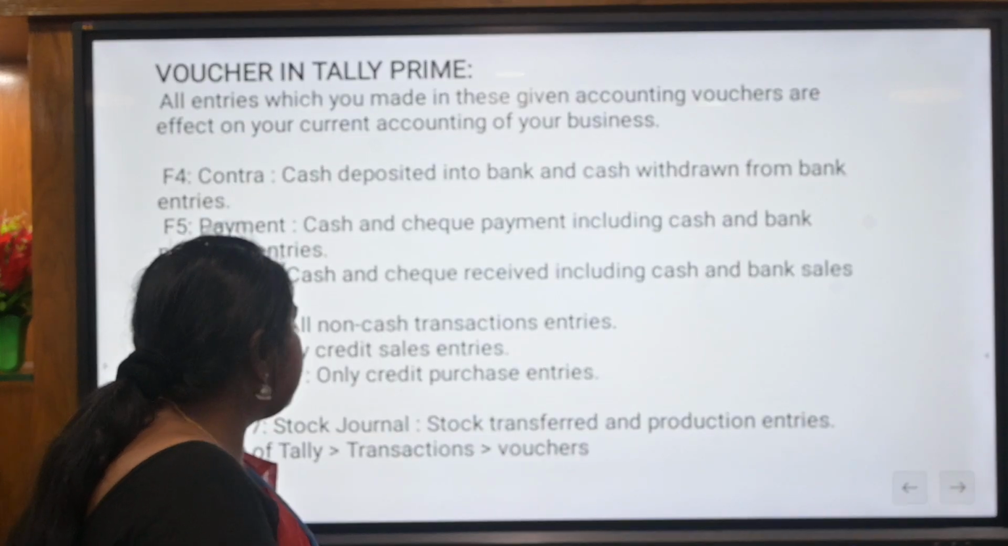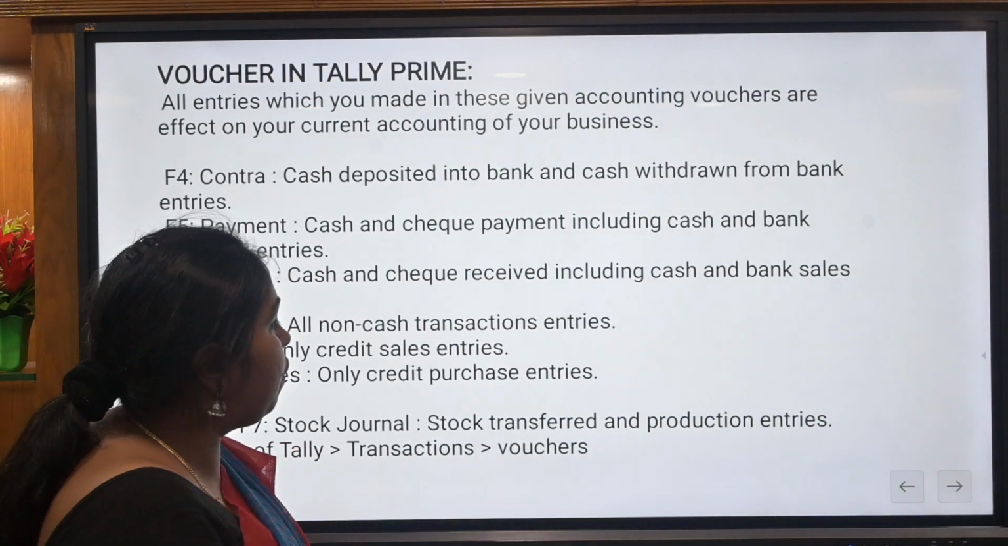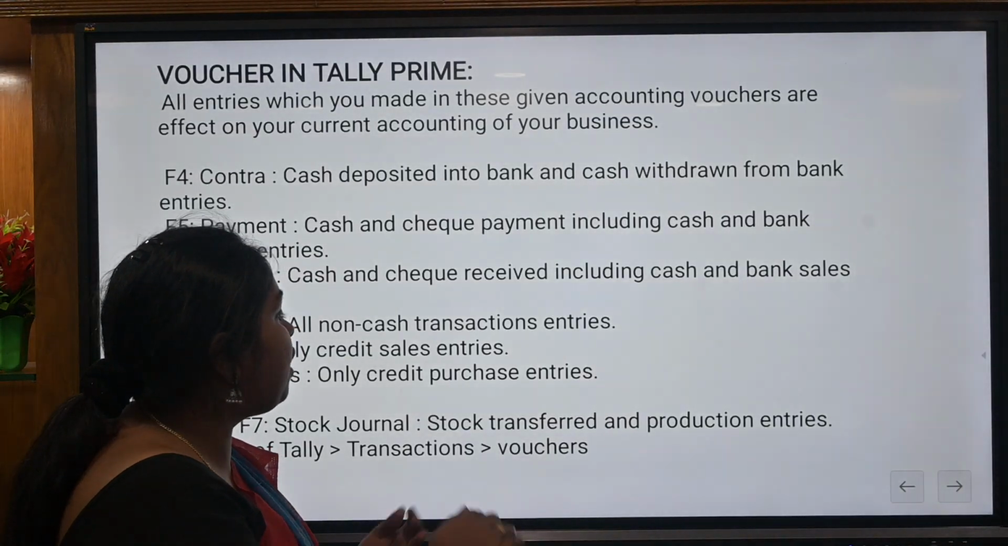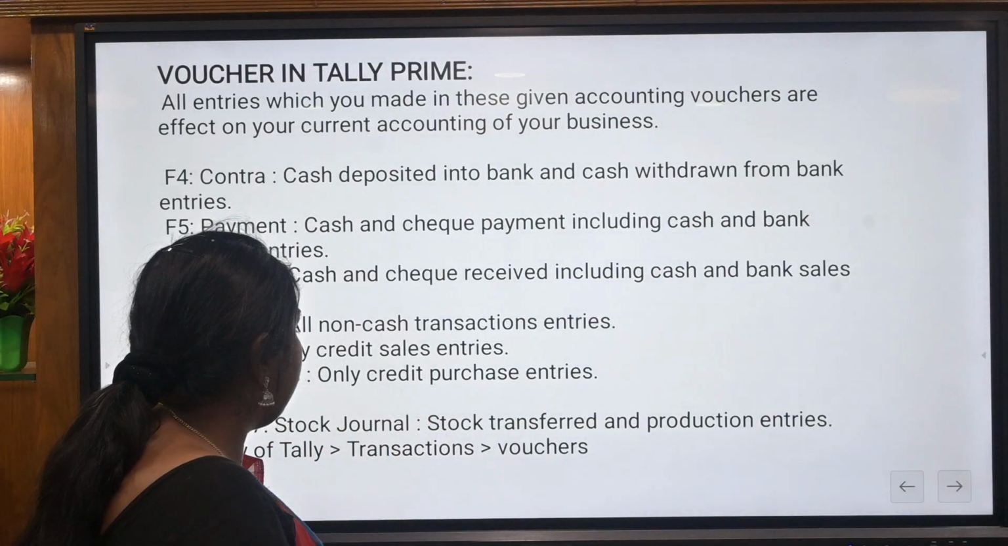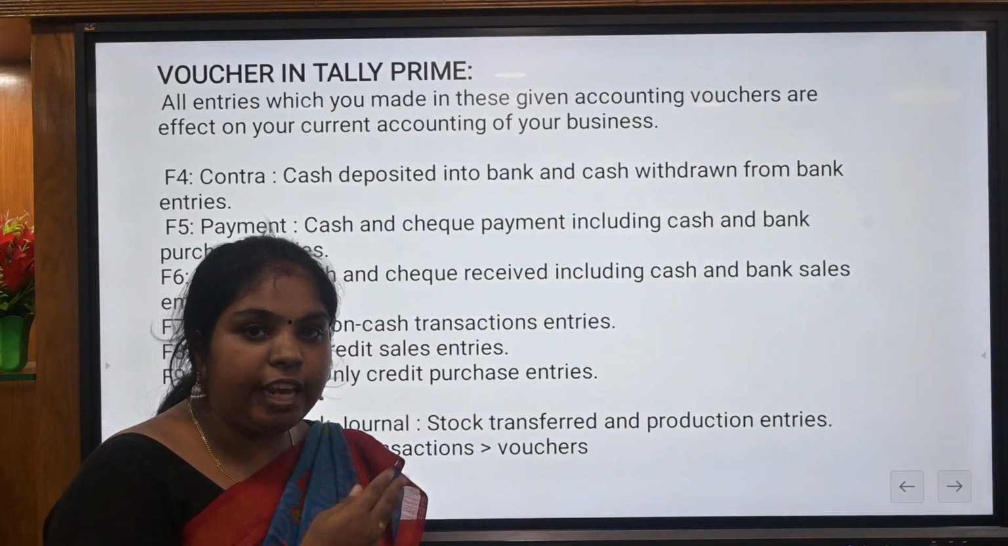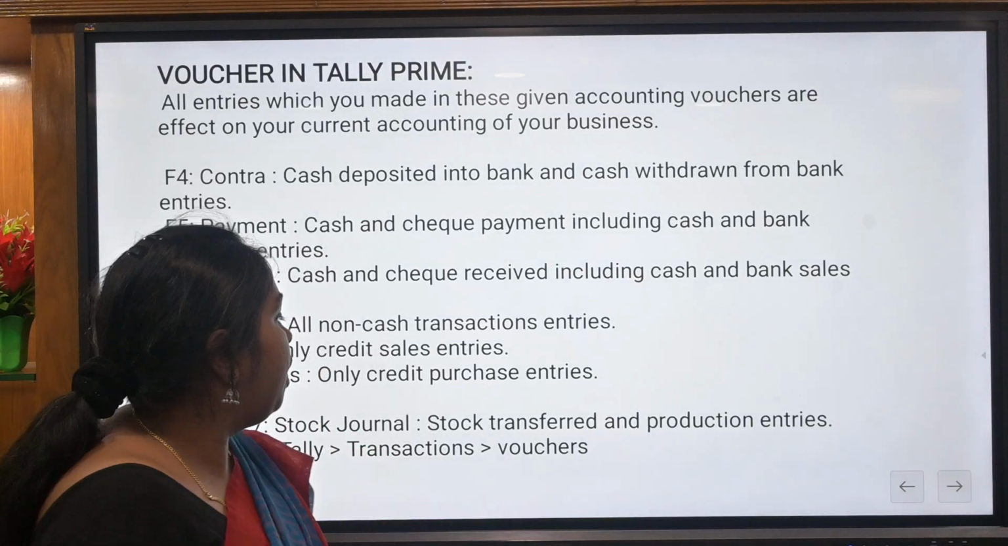Then Alt plus F7, stock journal. There is also a stock journal voucher. Alt plus F7 is used to record stock transfer and production entries. We are using stock journal. So how will we do it? Gateway of Tally, Vouchers, Create.